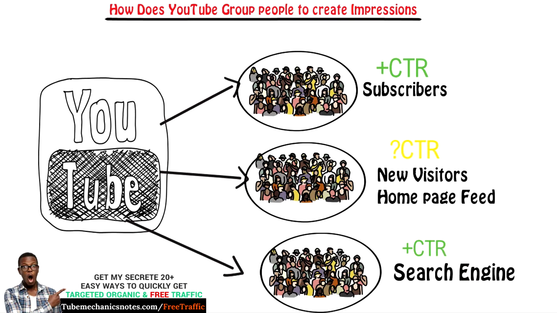Now, the rest of the group that YouTube shows your thumbnails to are groups of people that are similar to your channel subscribers and similar to those who found your video on the search results.